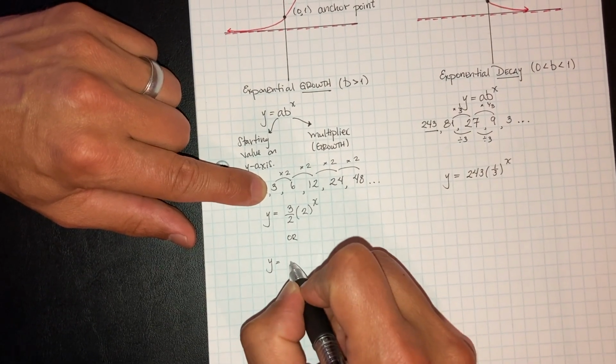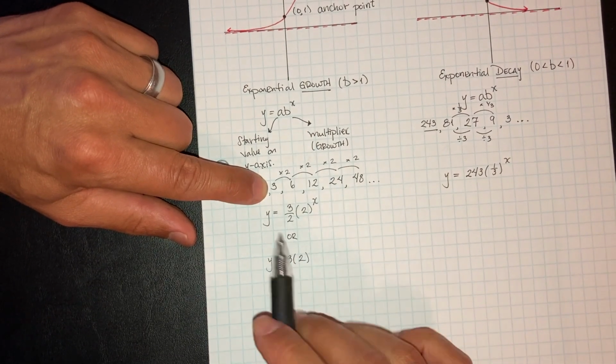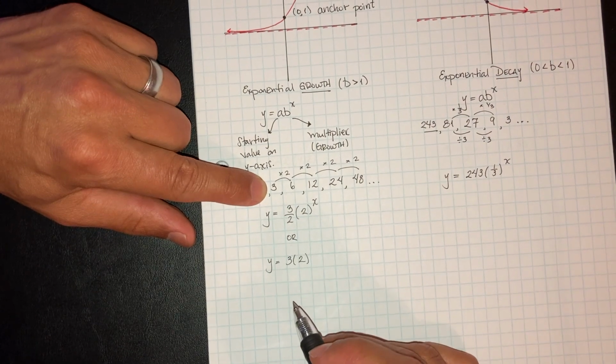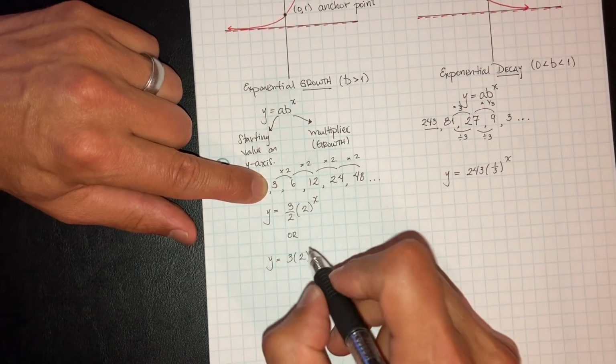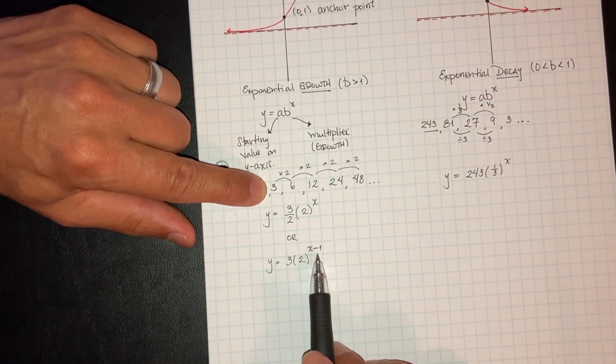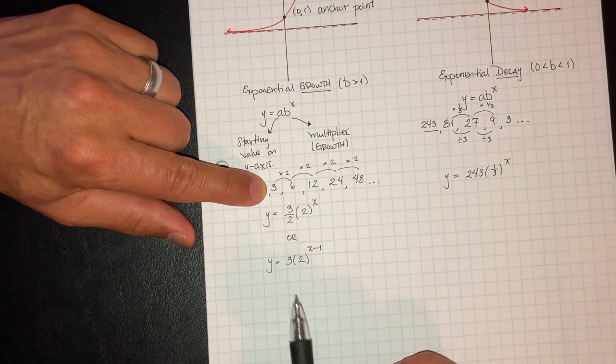So you can actually use the first number. It's 3, right? And then the multiplier is still 2. But because you're using the first number, you want to go ahead and let the reader know, or your professor, that you're using the first number. So you're going to have to put x minus 1 because you're using the first number in the sequence, okay?